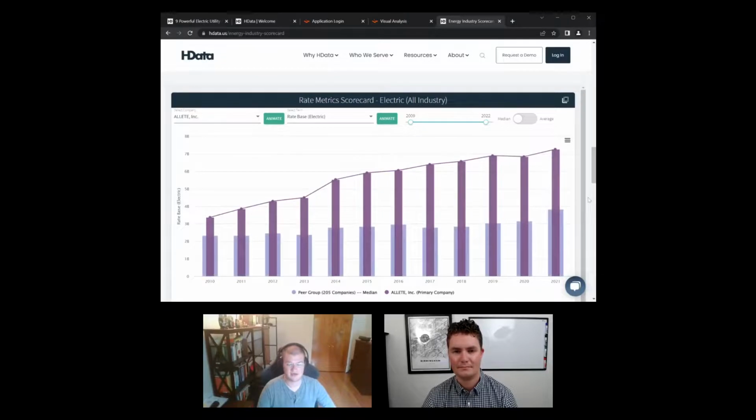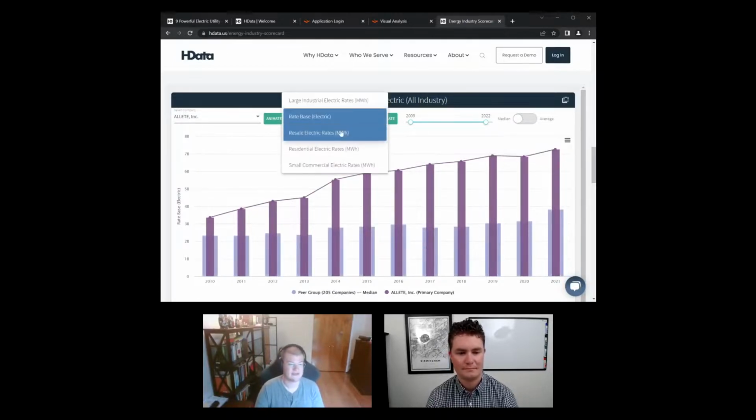So say, for example, they're investing in new generation assets, or I know a big focus area in the past year or so has been on transmission and distribution infrastructure. So if you're actually able to see increases in their rate base because of investments in transmission and distribution infrastructure, this is where it will show.